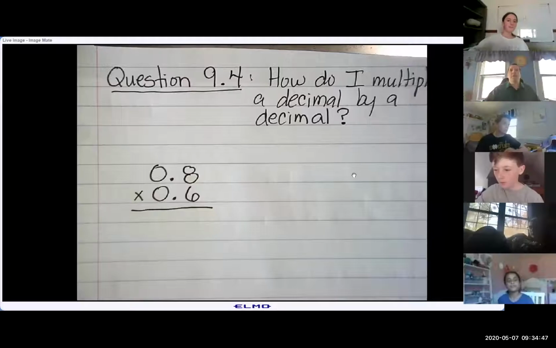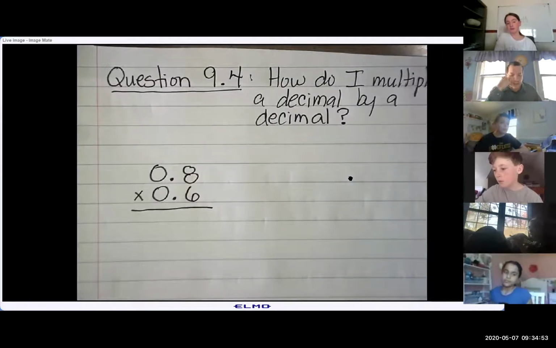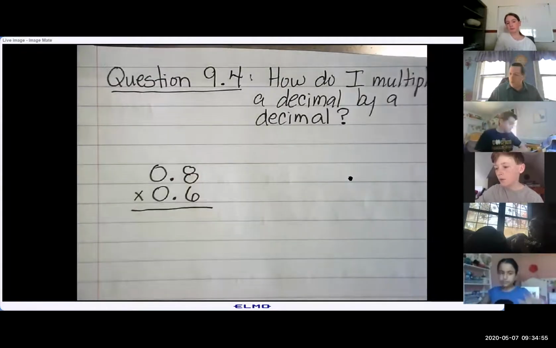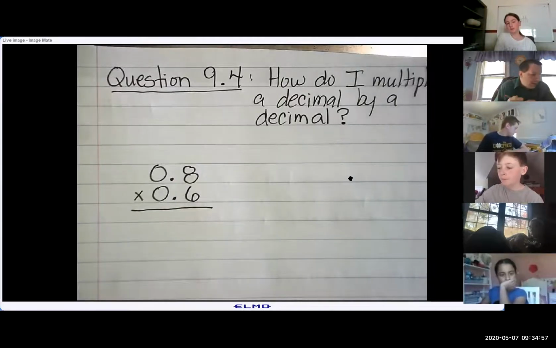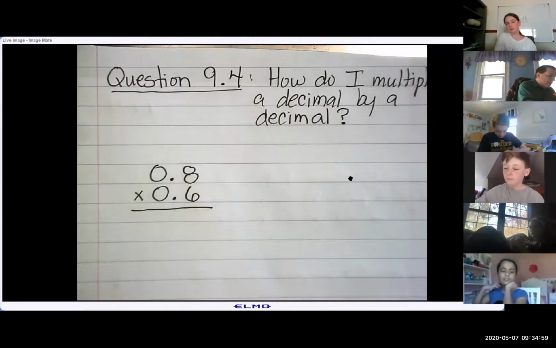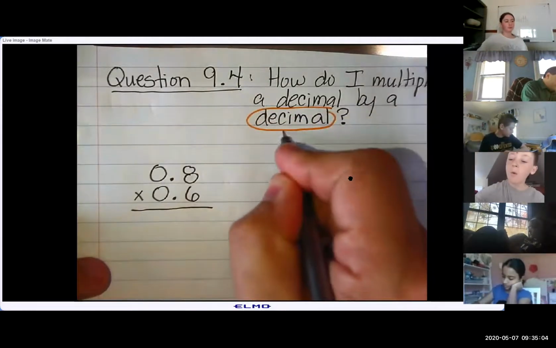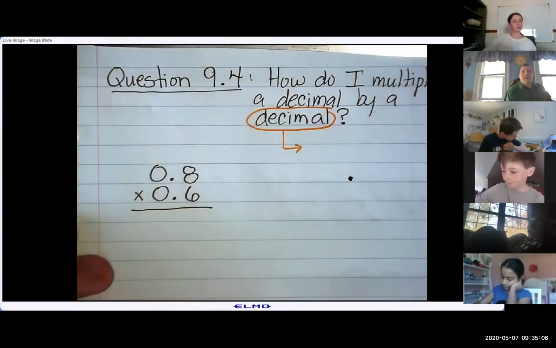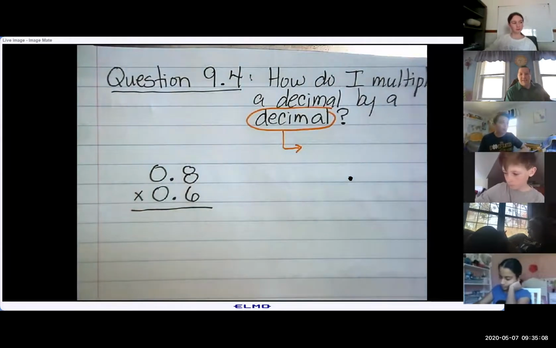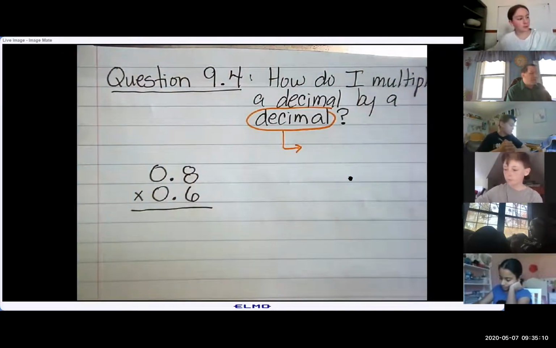This computer. All right, so today's question is chapter 9, lesson 4. How do I multiply a decimal by a decimal? I do want to talk about what a decimal is first. Does anyone remember what a decimal is? If you remember, just unmute yourself and tell me.